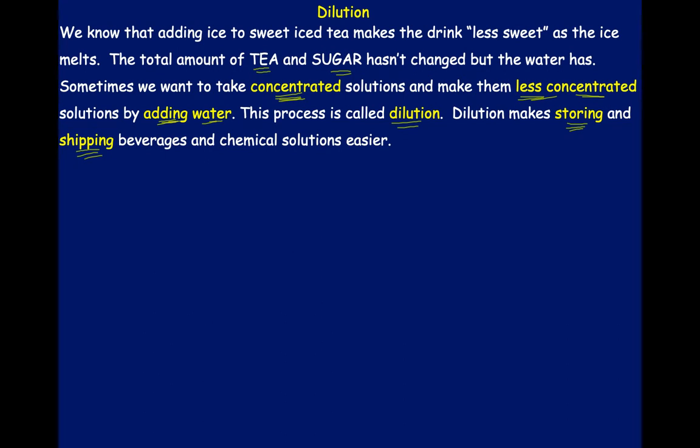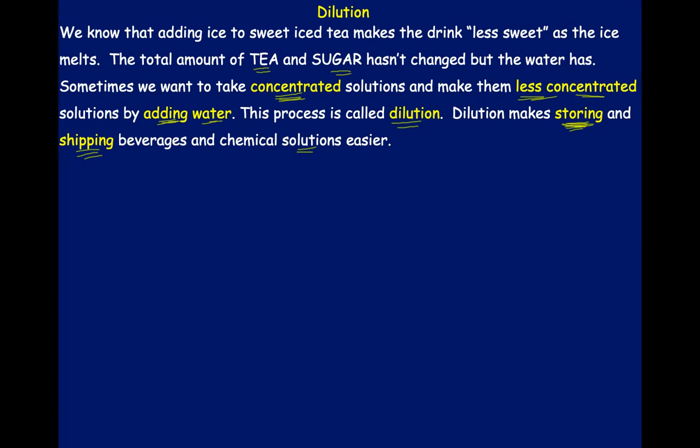So again, beverage companies will do this. Coca-Cola does this, right? The beverage companies will send a very, very highly concentrated, sugary syrup solution. And when they ship that to restaurants, those restaurants will then take water and add it to it, up to the sweetness that they want to sell the drinks. Okay, we can also do this with chemical solutions.